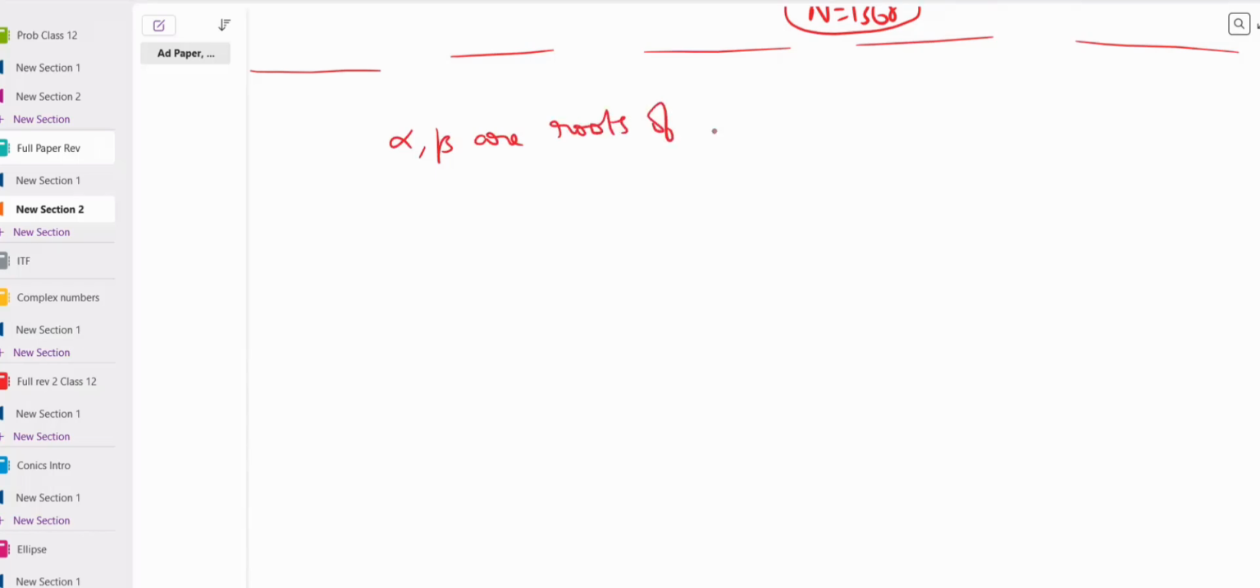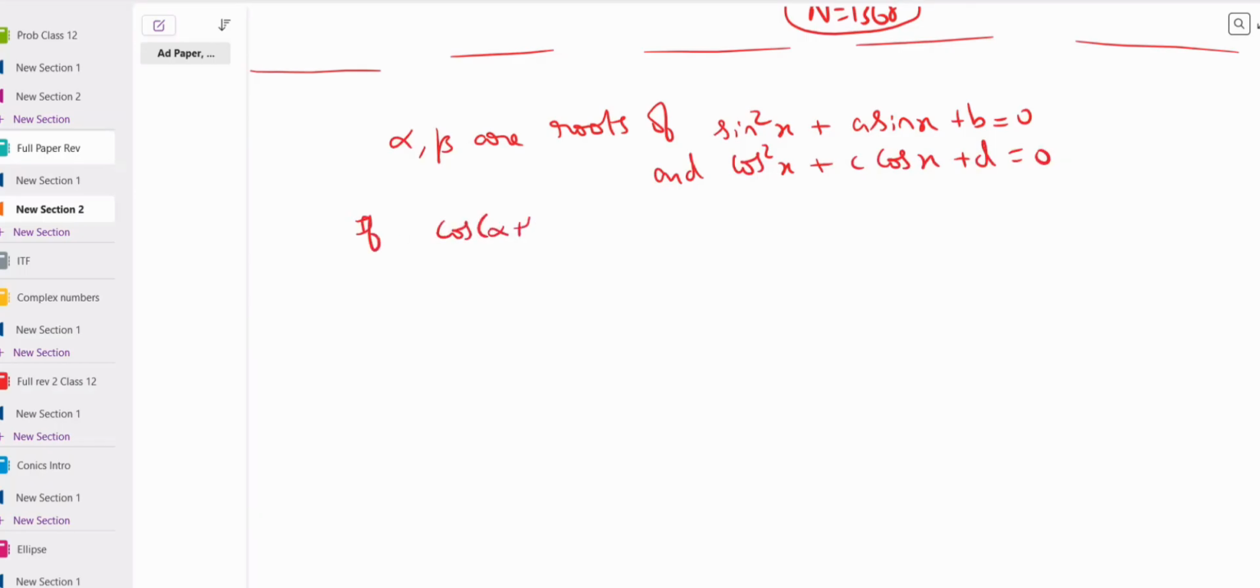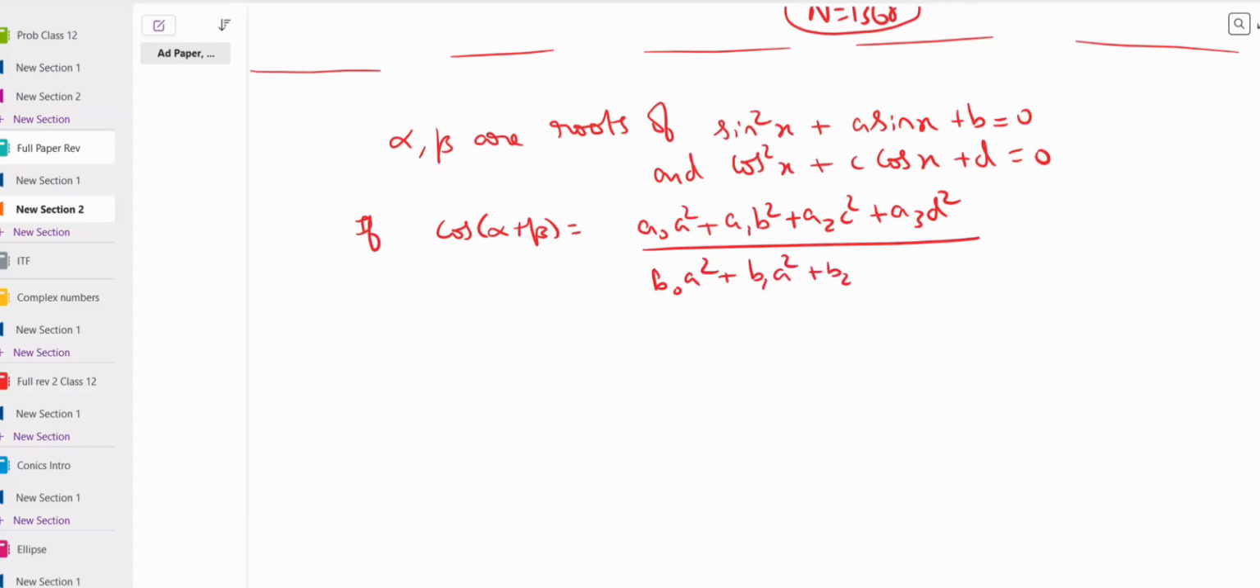α and β are the roots of sin²x + a sin x + b = 0 and cos²x + c cos x + d = 0. If cos(α+β) = (a₀a² + a₁b² + a₂c² + a₃d²) / (b₀a² + b₁b² + b₂c² + b₃d²), then what is the value of (−a₀ + a₁ + a₂ + a₃) divided by (b₀ + b₁ + b₂ + b₃)?